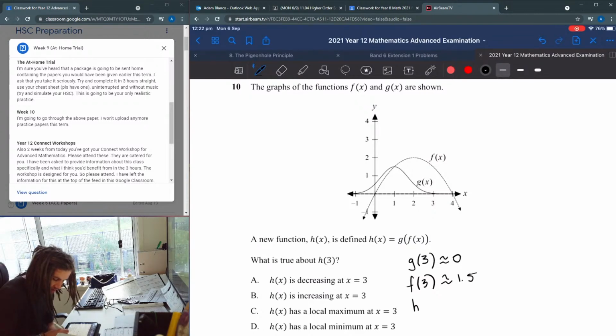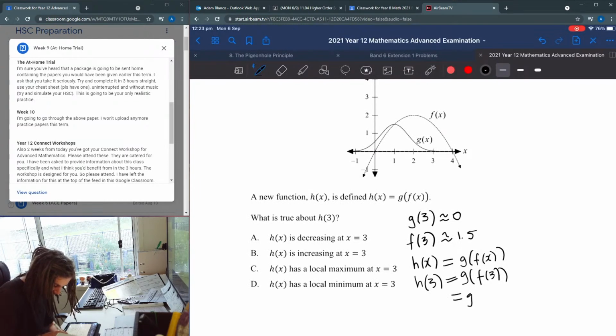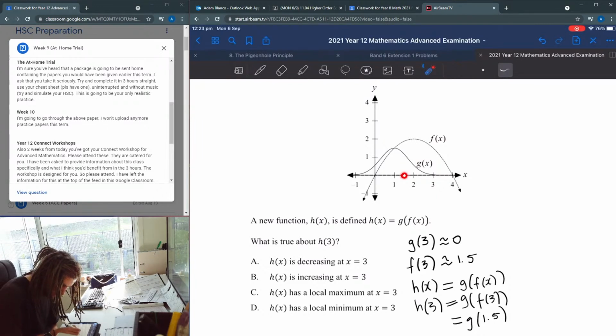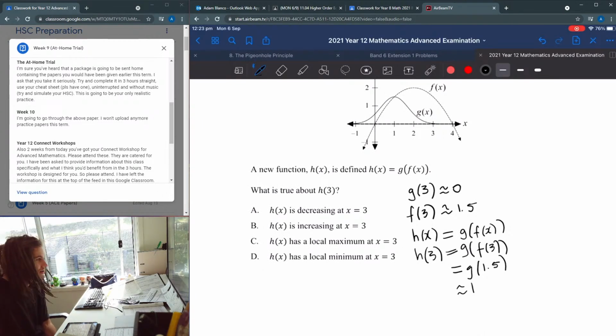That means h of x, which is equal to g of f of x, so h of 3 is equal to g of f of 3, which is g of, now f of 3 we said was around about 1.5. So now think about what is g of 1.5. That's there, around about 1.